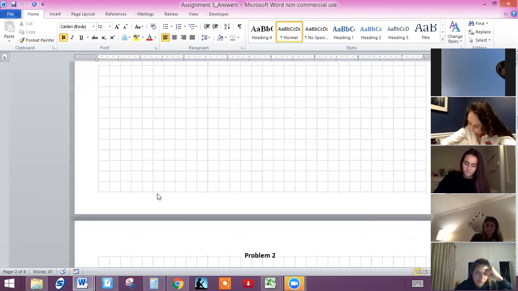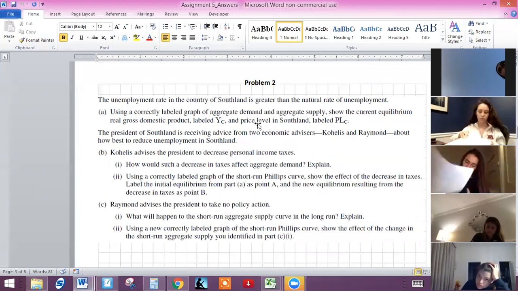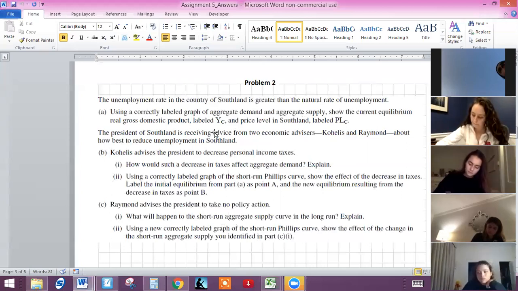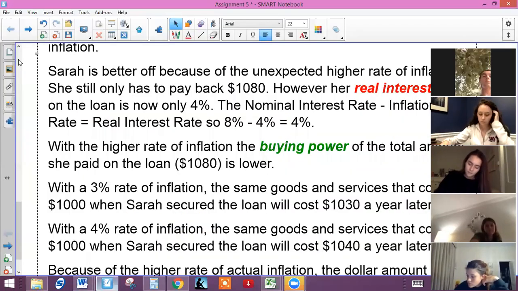Okay. So problem 2, we have a country that has an unemployment rate that is greater than the natural rate. And then they want you to draw an aggregate demand and supply graph, labeling the current equilibrium in the economy, with output labeled as YC and the price level as PLC. Okay, so that's going to look like this right here.